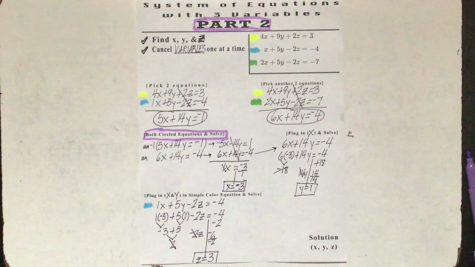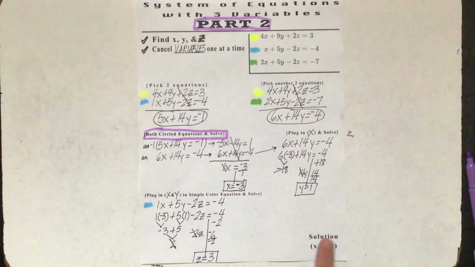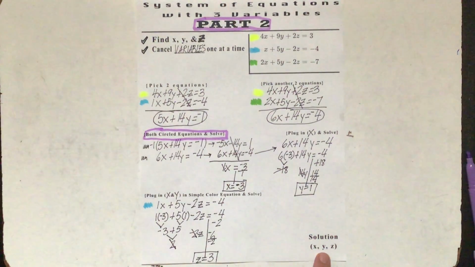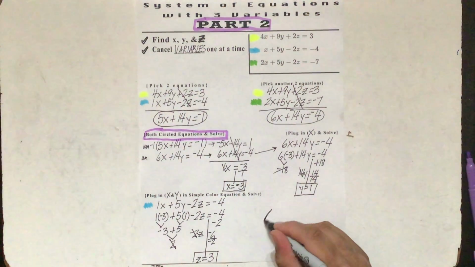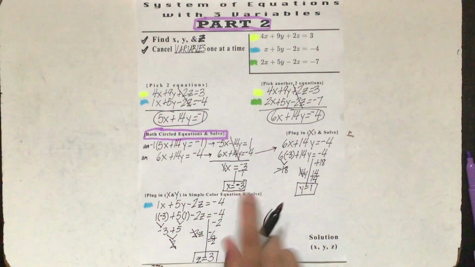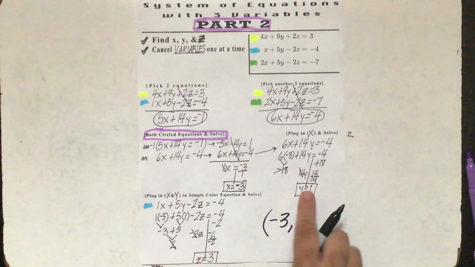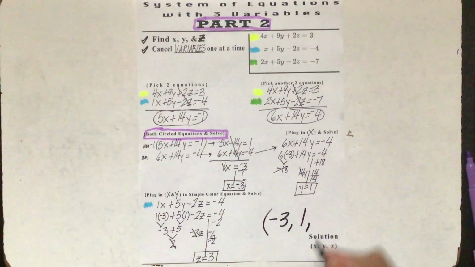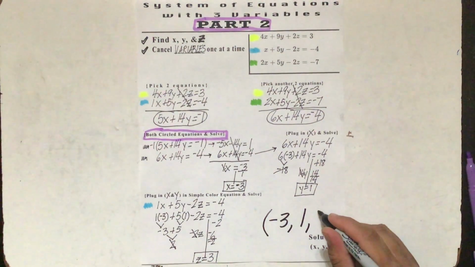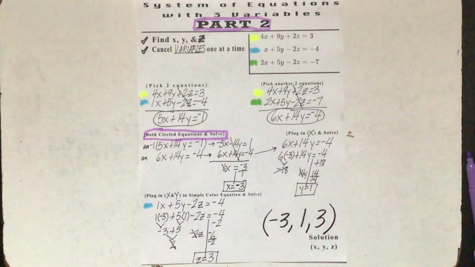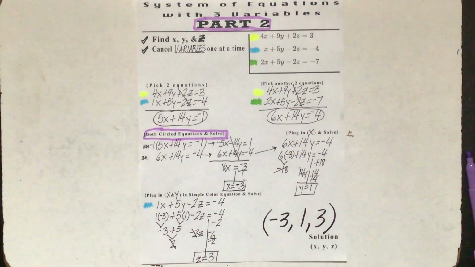And that's my z. So my final solution here, I wanted an x, comma y, comma z. So what's my x? X is negative 3, comma y is 1, comma z is 3. And this is my final solution.